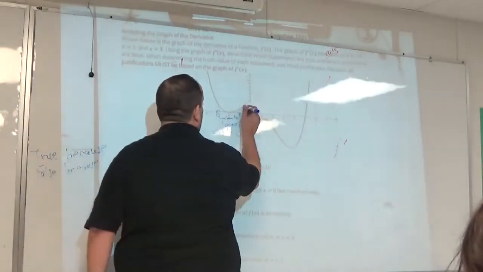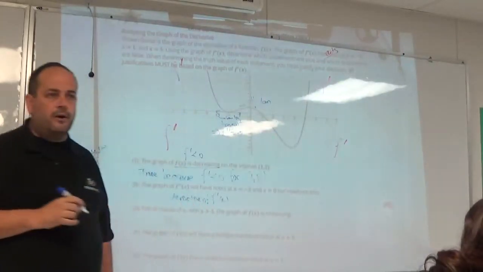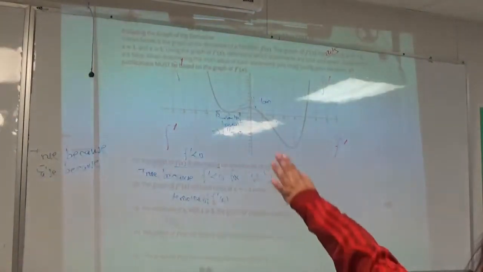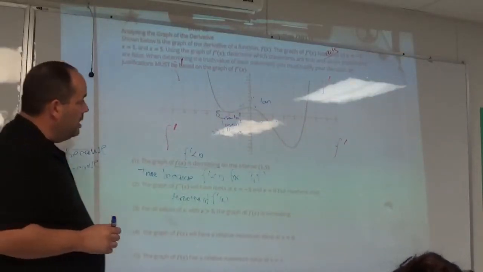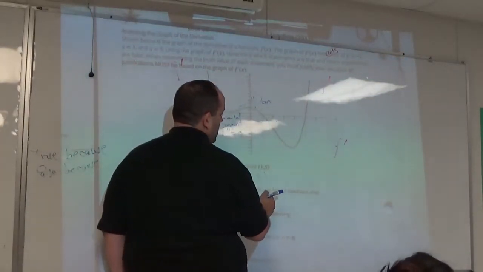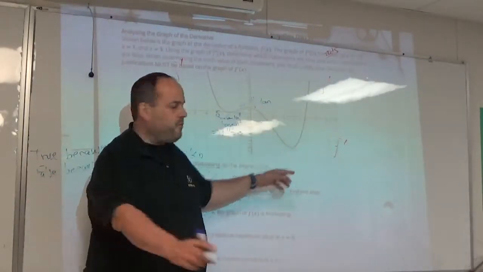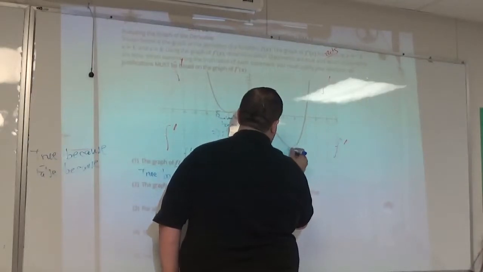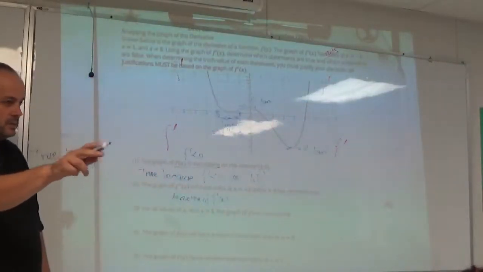At 0, there's going to be a horizontal tangent line. Anywhere else? Jalissa, where else? Between 3 and 4. At this point between 3 and 4, right? You've got another horizontal tangent line. Are all the friends okay with this?